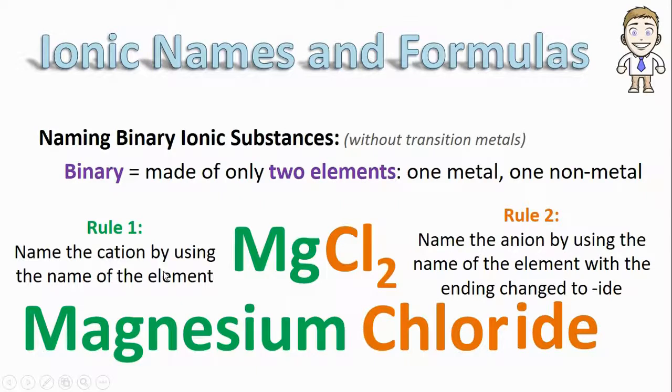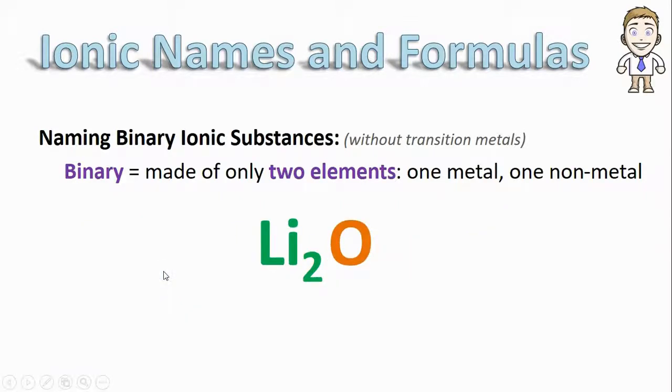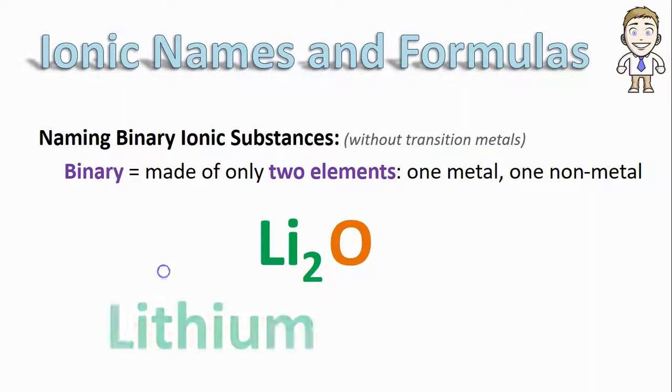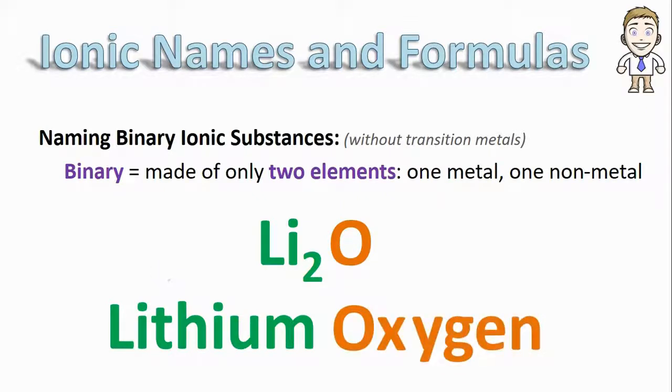For the last two examples, let's get rid of the rules, and why don't you try pausing the video to see if you can name these yourself before we go over the answers. Li2O, you'd start with the Li, which is lithium. Don't do anything to change that name. O is oxygen, but we drop the ending, change it to ide. This would be lithium oxide.